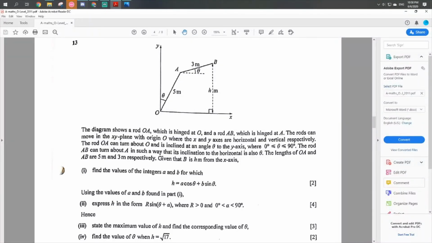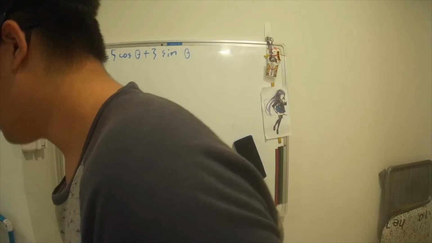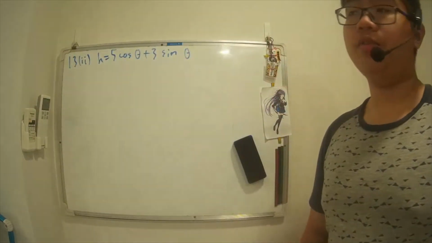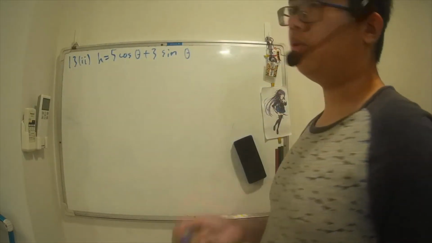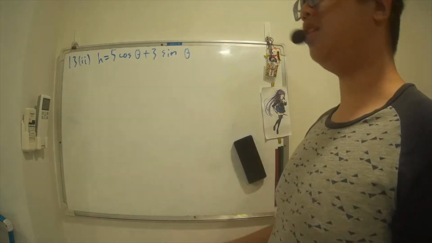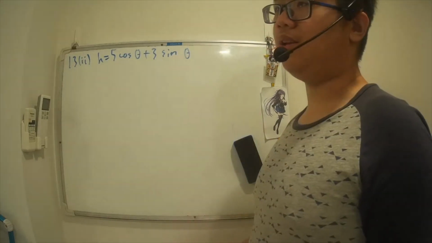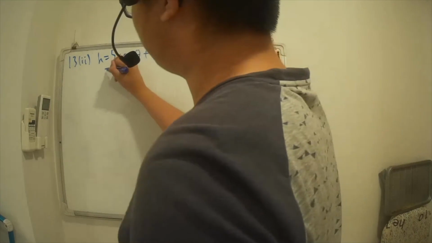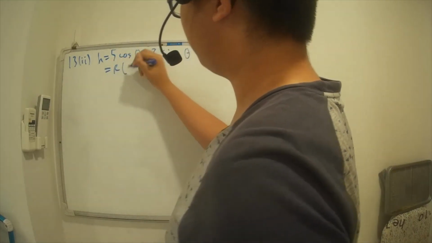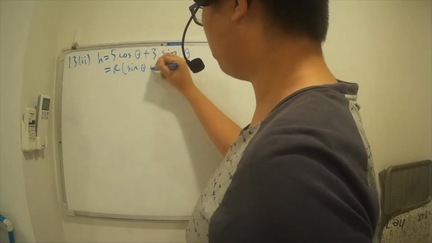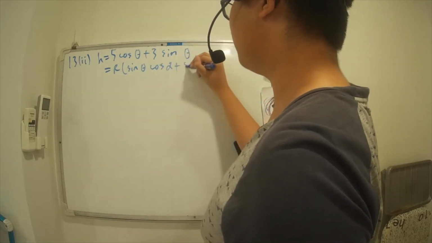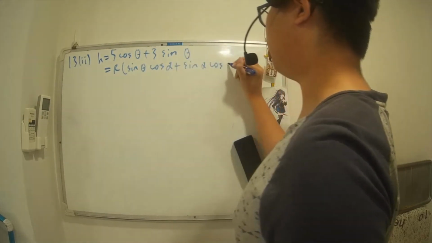Part 2, using the values of a and b found in part 1, express h in the form r sine theta plus alpha, where r is greater than 0 and 0 degrees is less than or equal to alpha, which is less than or equal to 90 degrees. So this is just expressing it into the R formula form, right? So let this be equal to r times sine theta cosine alpha plus sine alpha cosine theta, right?